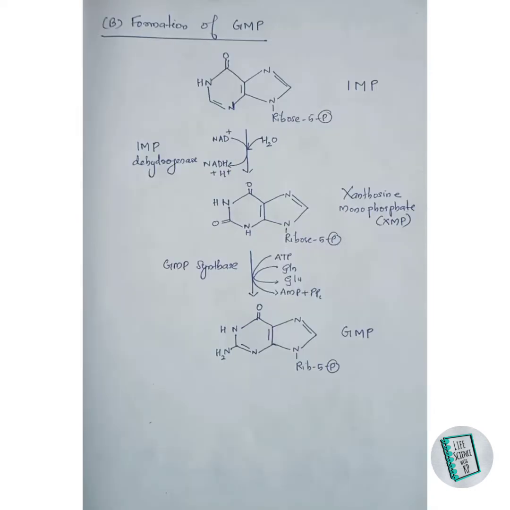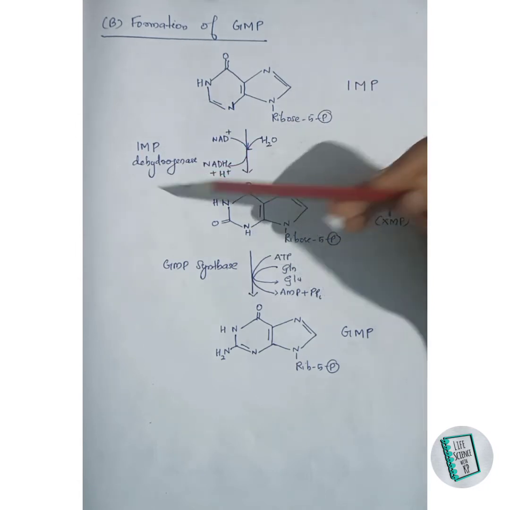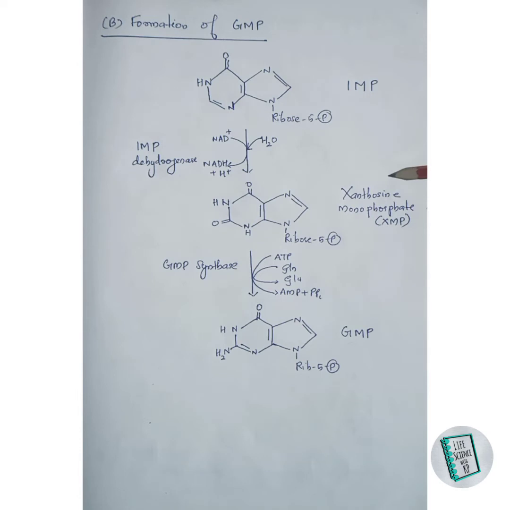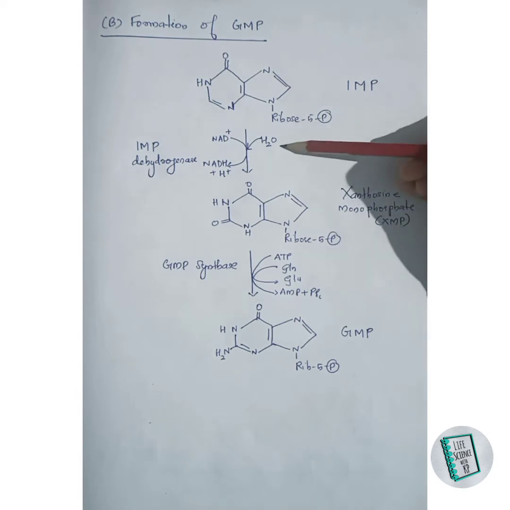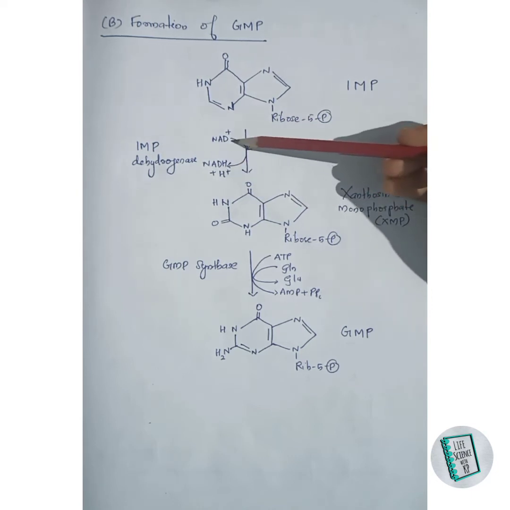Now let us look at the formation of GMP. So here the formation of GMP starts with IMP. So this IMP, which was formed earlier, now in presence of IMP dehydrogenase forms xanthosine monophosphate or XMP. So here addition of water molecule occurs and also removal of two hydrogen atoms occurs. NAD plus acts as a cofactor here.